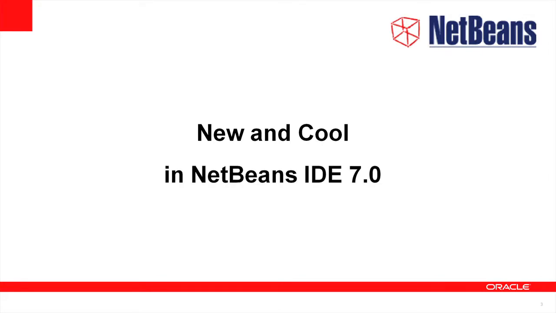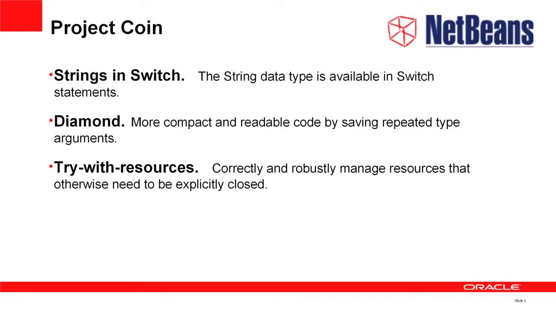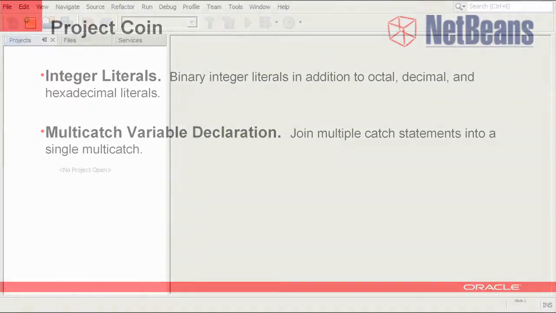NetBeans IDE 7 is closely aligned with JDK 7. Right away, you can start to use the proposed JDK 7 language features in NetBeans IDE because the NetBeans Java editor has built-in syntax support for all of these features. Let's set up the IDE to use the developer preview builds of JDK 7, and then we'll look at how to change our code to use the new string and switch support.